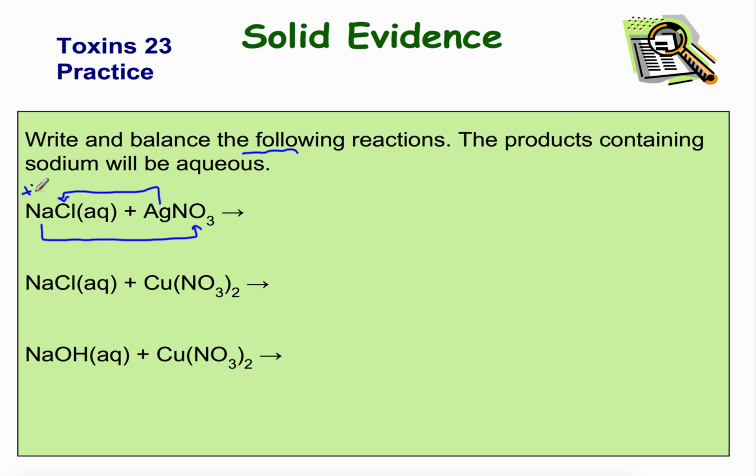The charge on sodium is +1, chloride is -1, silver is +1, and nitrate, which is a polyatomic, is -1. So since the charges are all 1, my product's pretty simple. In this case, it becomes NaNO3, and that is the aqueous product. And the other product is AgCl. And this is the solid, and we observe this in lab. That's why we know this is solid. We're not using solubility rules here.